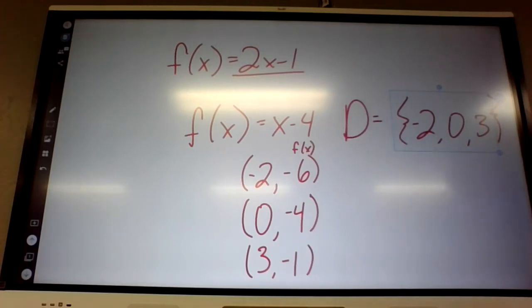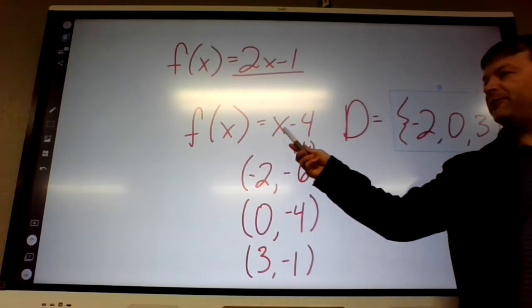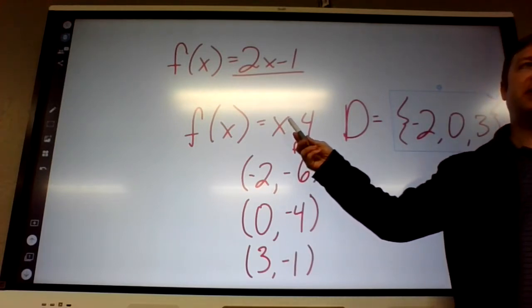Sometimes they ask you to graph it, sometimes they don't. If we graphed this, you guys want to guess what shape the graph would make? A line. It would be a line. We did some of these on Friday. Basically, if there's just an x, it was a line.